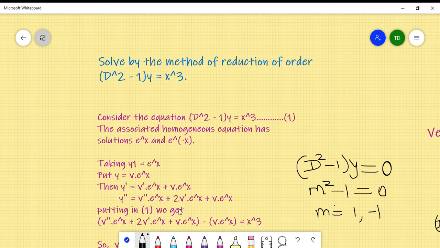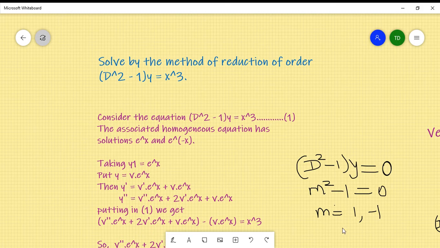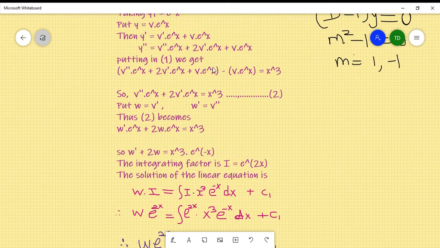These values let us put in equation 1. So we get v'' e^x + 2v' e^x + v e^x − v e^x = x³. Very immediately we observe that v e^x and v e^x are getting cancelled, and we are left with v'' e^x + 2v' e^x = x³. This is our equation 2.